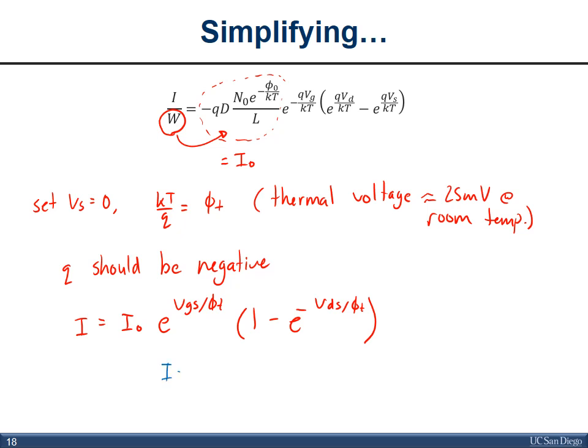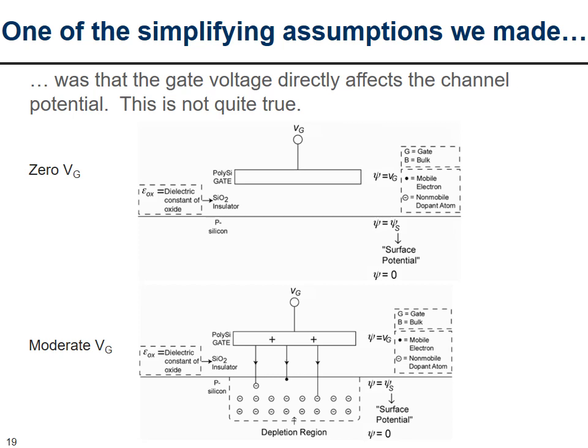However, I'm going to ask, is this correct? Well, of course, if I'm writing, is this correct on the slide and asking it, the answer is probably going to be not quite. We're missing one key thing here that is very important for MOSFETs in particular. It's a simplifying assumption that we made along the way, that the gate voltage directly affects the channel potential. And it turns out that's not quite true.